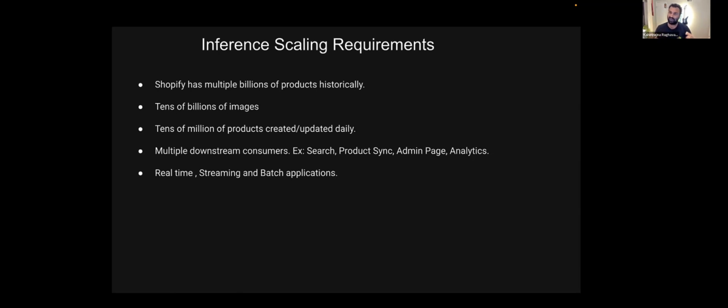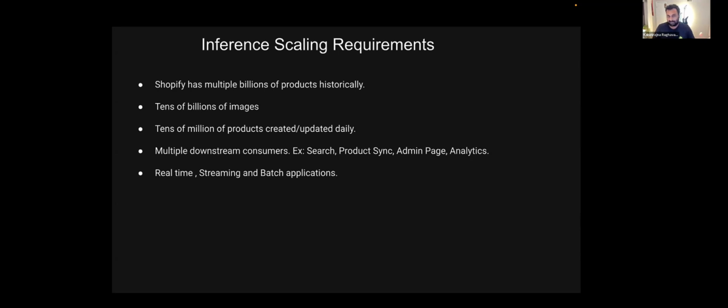And every time we train a new model, one of the requirements we had is we have to do a historical backfill of all products, right? So every product that any merchant has ever created at Shopify, I have to go back and basically predict on all of them, right? And then furthermore, we have tens of millions of products that are either being created or updated on a daily basis.